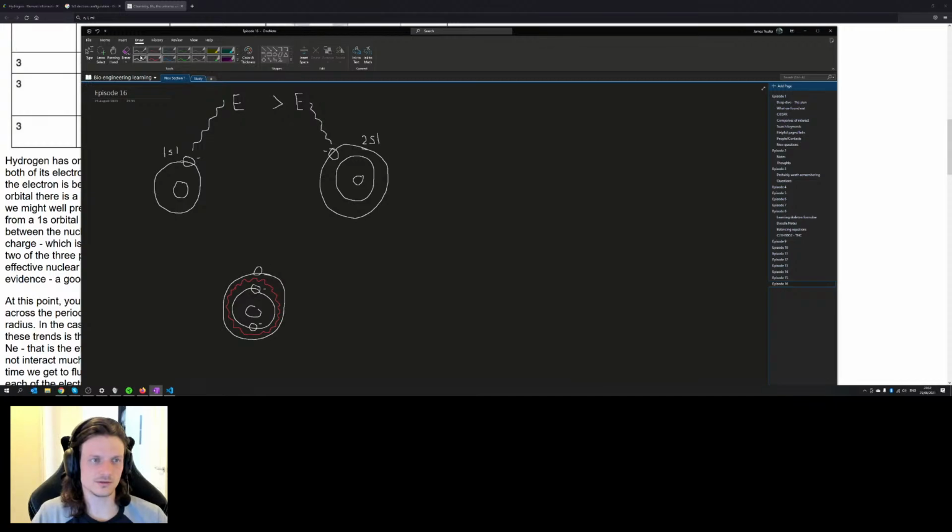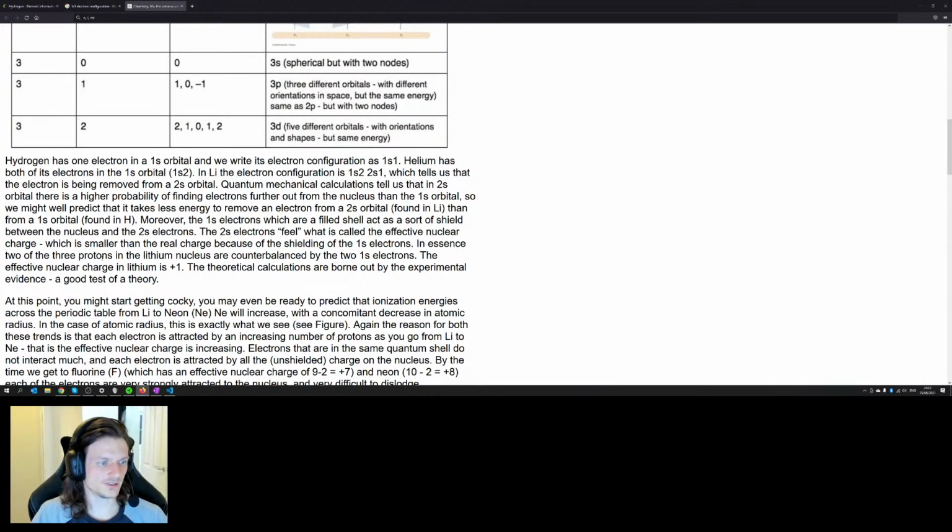So let's label these 2s and then 1s, and this is the shield. In essence, the 2s electrons feel what is called the effective nuclear charge, which is smaller than the real charge because of the shielding of the 1s electrons. Okay, that makes some sense.